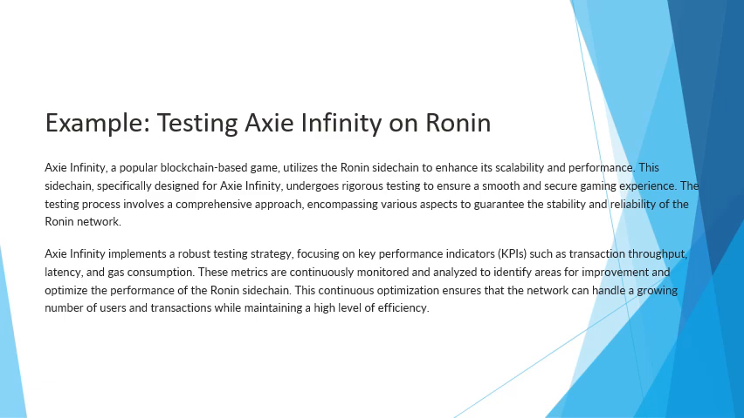Axie Infinity implements a robust testing strategy focusing on key performance indicators such as transaction throughput, latency, and gas consumption. These metrics are continuously monitored and analyzed to identify areas for improvement and optimize the performance of the Ronin sidechain. This continuous optimization ensures that the network can handle a growing number of users and transactions while maintaining a high level of efficiency.